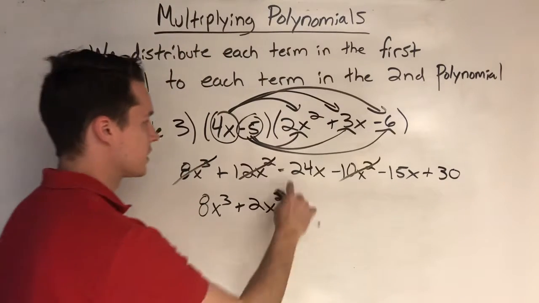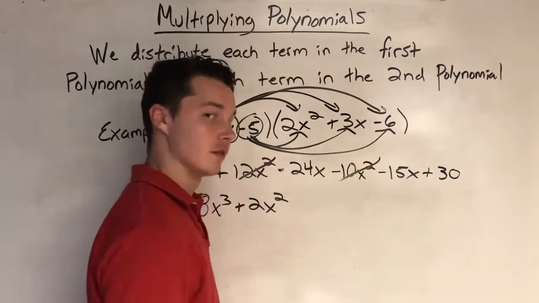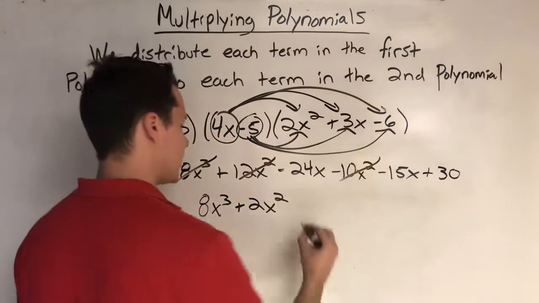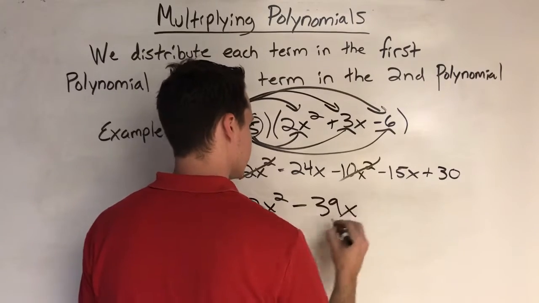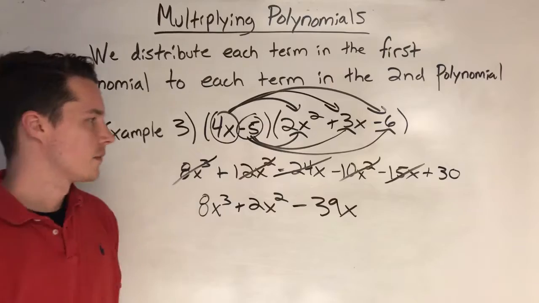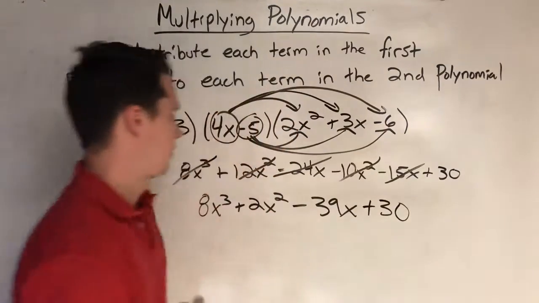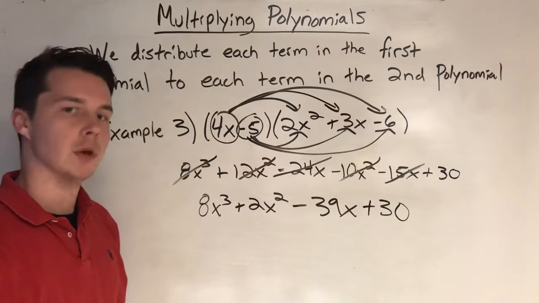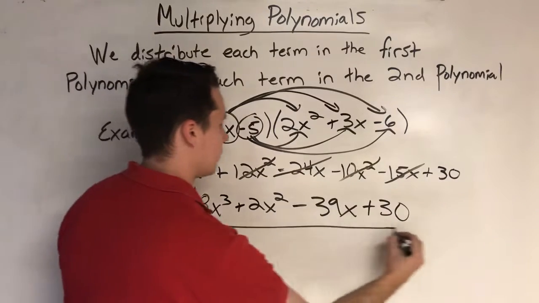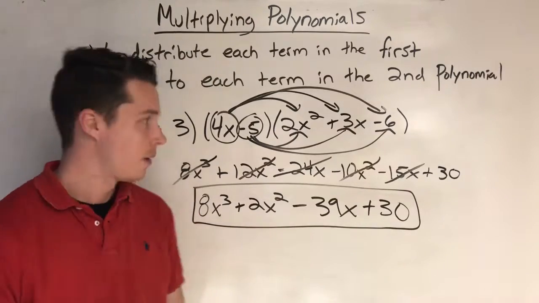Alright, next are the x's, so we have a negative 24x minus 15x. Negative 24 minus 15 is going to be a negative 39x. Cross it, cross it. Alrighty, and then we have plus 30, and that just stays there. Can this be reduced? Nope. That does it for multiplying polynomials.